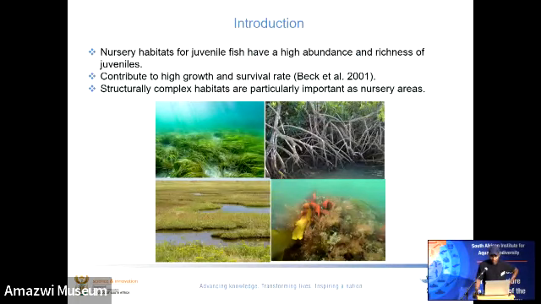Nursery habitats for juvenile fish have a high abundance and richness of juveniles. They contribute to high growth and survival rates. They do that through the provision of food and shelter. As a result, structurally complex habitats are particularly important as nurseries, as they provide shelter and more room for food attachment.